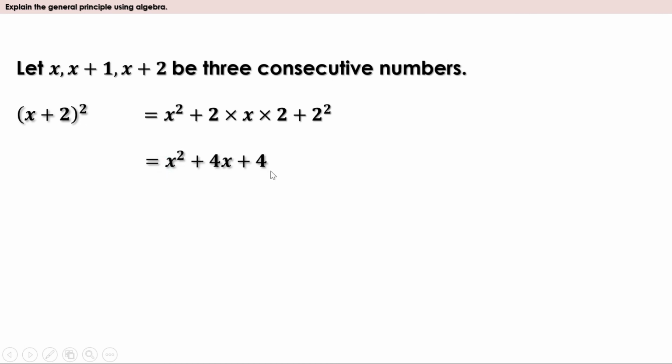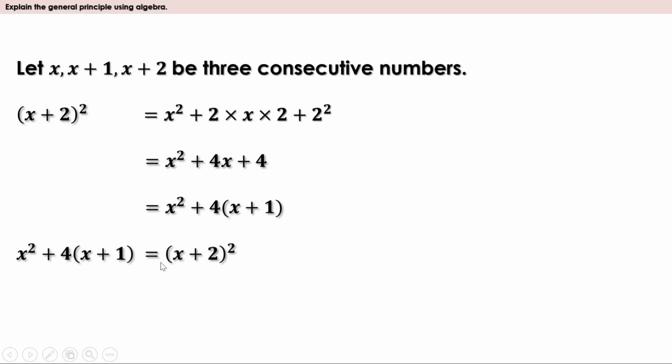Now look at 4x plus 4. 4x can be written as 4 into x and 4 can be written as 4 into 1. So 4 is a common factor. Taking 4 outside, we can write this as 4 into x plus 1. So this can be written as x square plus 4 into x plus 1. That is x plus 2 all square is equal to x square plus 4 into x plus 1, or x square plus 4 into x plus 1 equal to x plus 2 all square.